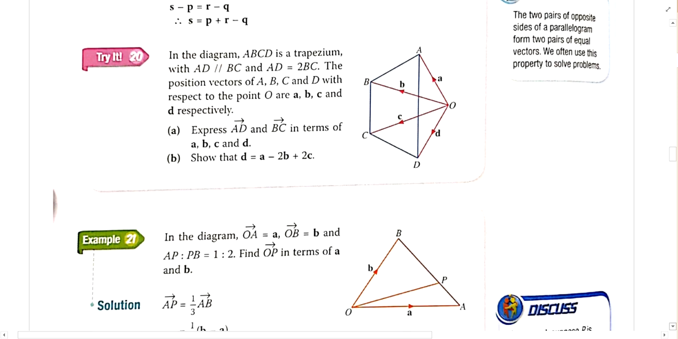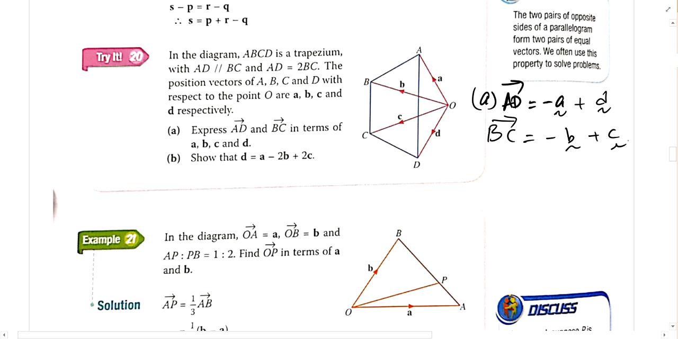Now we are going to try 20. I'm going to skip the example for 20. We just go straight into this question. So, AD is equal to negative A plus D. And we've got BC, negative C plus B. Negative B plus C. Alright, managed to get this?